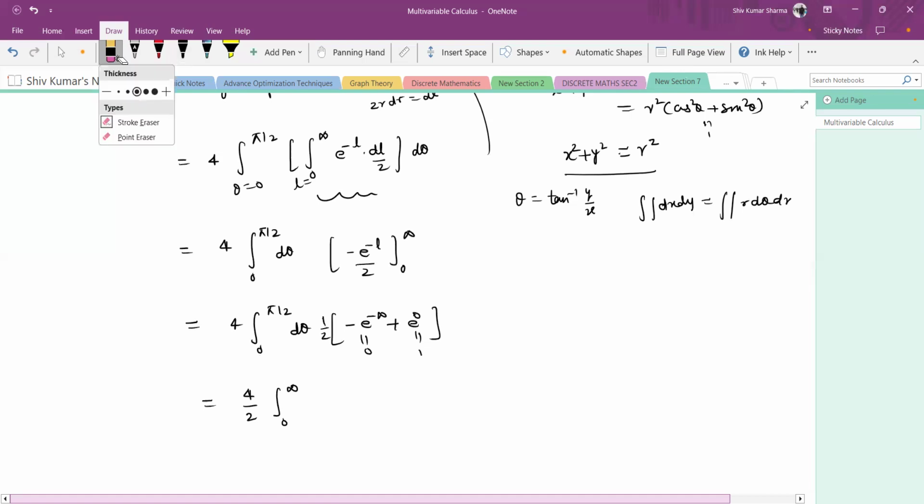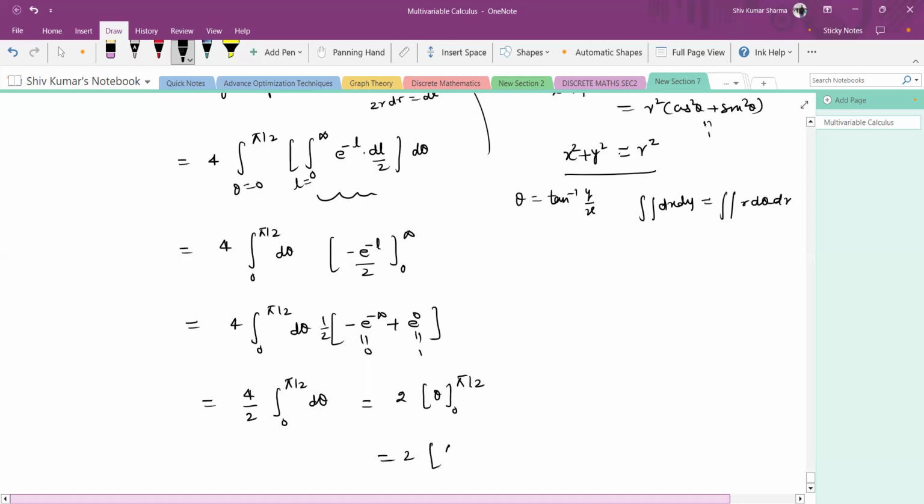So the integral 0 to pi by 2 of d theta, when we integrate, gives us 2 into theta from 0 to pi by 2. When we apply the limits, upper limit pi by 2 minus lower limit 0, this gives us 2 into pi by 2. The 2s cancel, giving us pi.